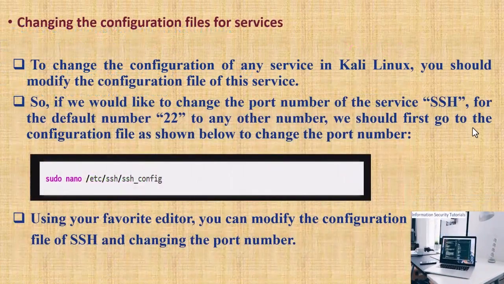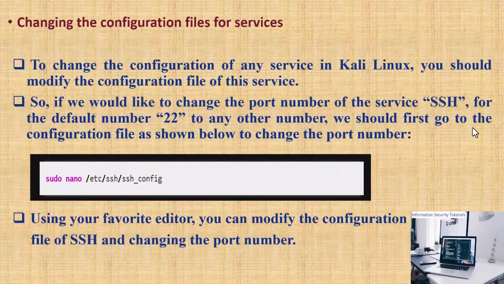In some cases, you may want to change the configuration file for any service. To change the configuration of any service in Kali Linux, you have to modify the configuration file of this service. So if you want to change, for example, the port number for the SSH service, because for security reasons it is strongly recommended to change the default port for SSH to avoid brute forcing on SSH credentials and logins.